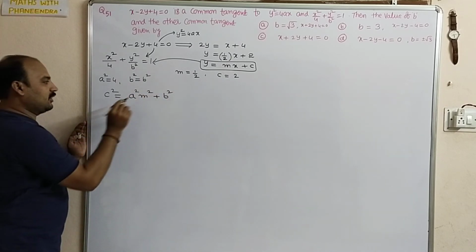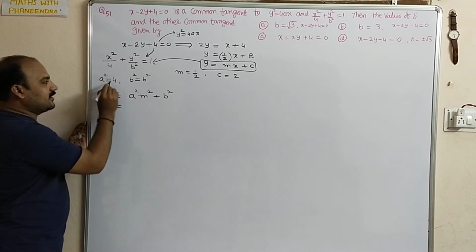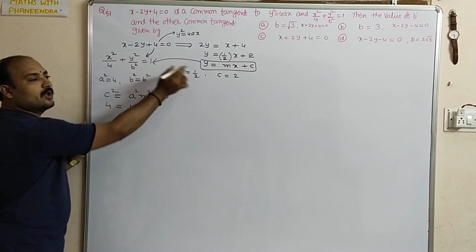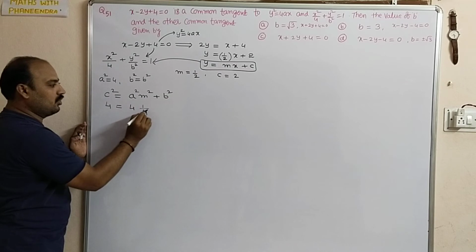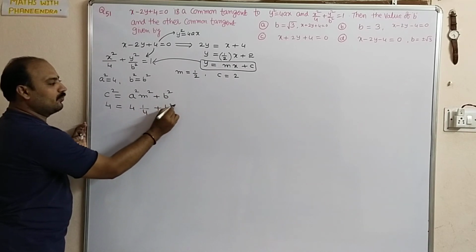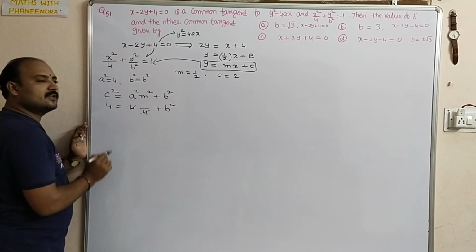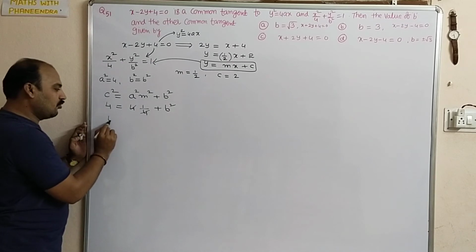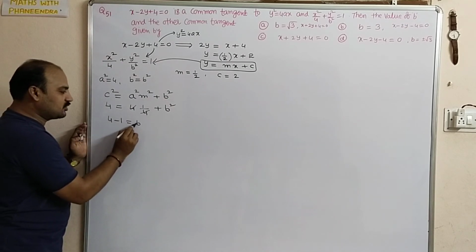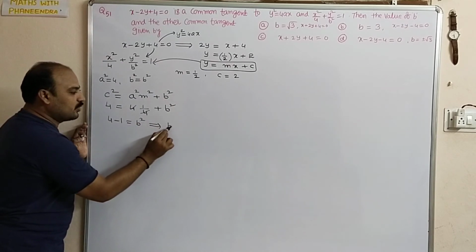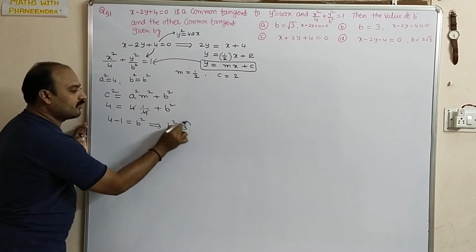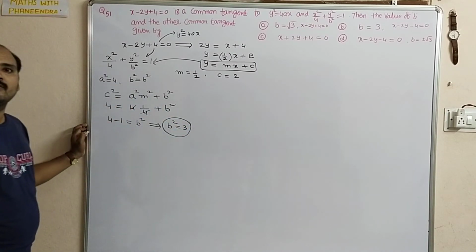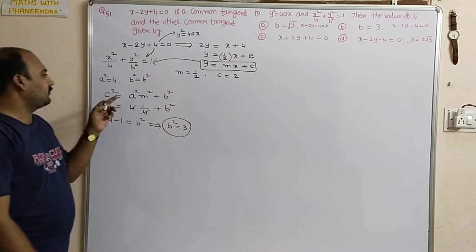So c square, that means 2 square, 4, equal to a square value 4, m square (1 by 2) whole square, 1 by 4, plus b square, which we don't know. So 4 gets cancelled, 1 we can take to this side. 4 minus 1 is equal to b square. That implies b square is equal to 3. The b square value we got.